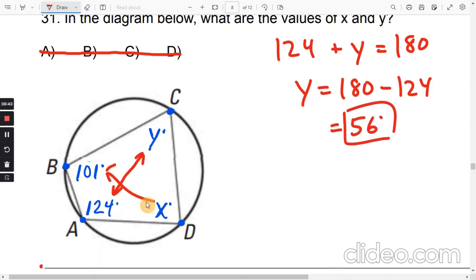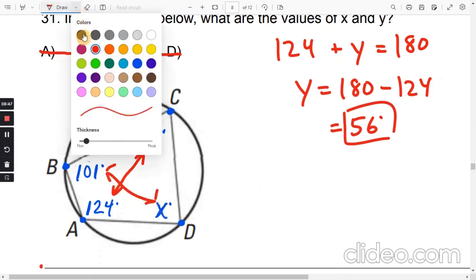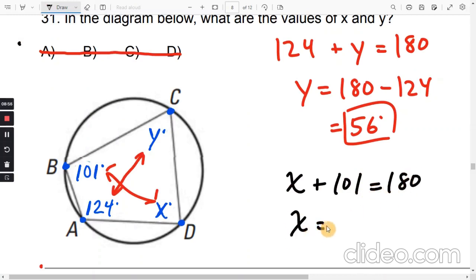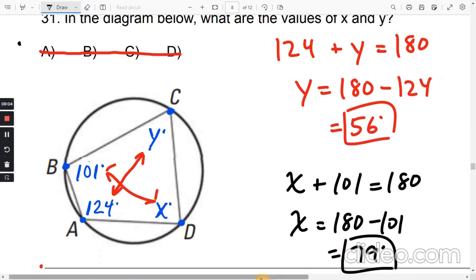Same with the other two. X and the 101, the ones diagonal from each other, are supplementary. So x plus 101 equals 180, and x is just going to be 180 minus 101. And that, of course, is 79 degrees. So light work, as long as you know they're supplementary. They have to go diagonal from each other.